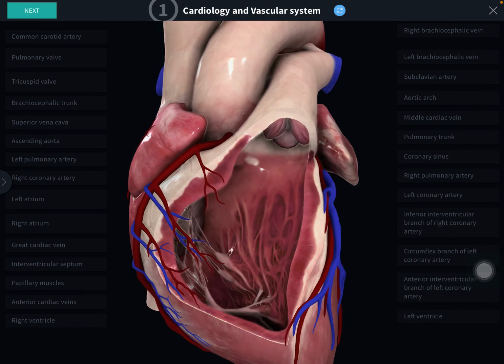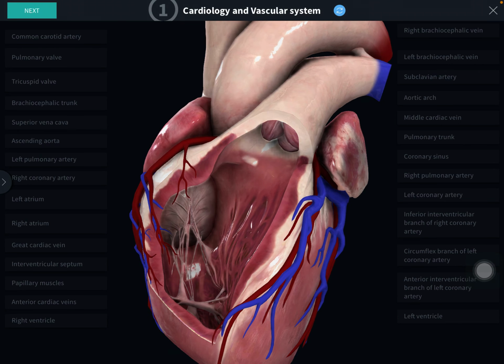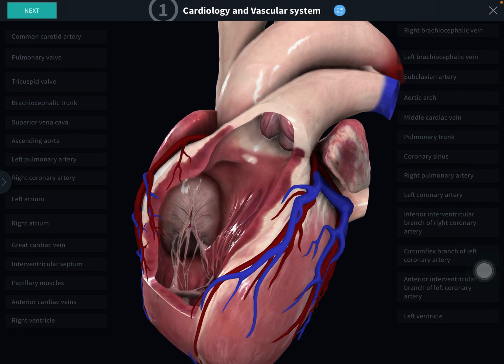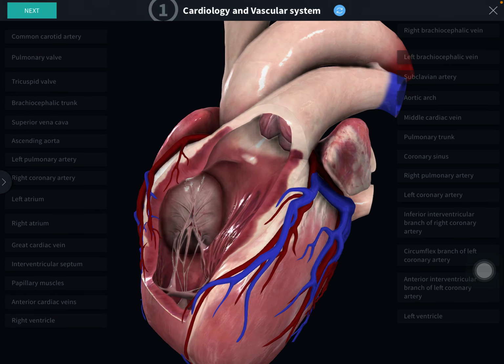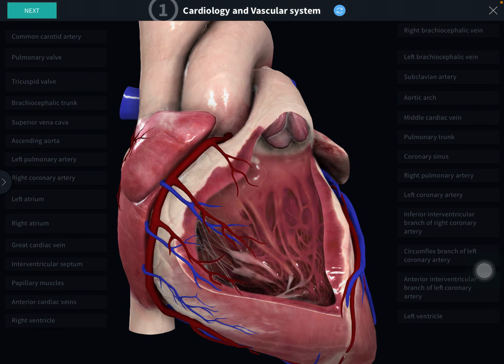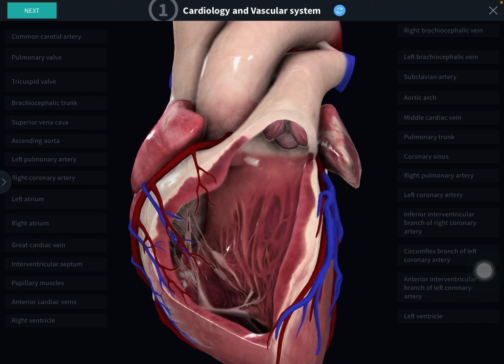Another groove is present on this surface. Between the right ventricle and left ventricle, the anterior interventricular groove passes downwards and parallel to the left border of the heart and meets the inferior border of the heart. This groove lodges the anterior interventricular branch of the left coronary artery and the great cardiac vein. This groove represents the anterior attachment of the interventricular septum. So we have covered the sternocostal surface.